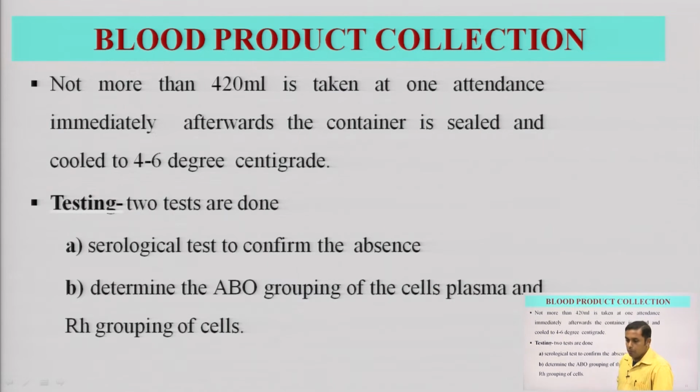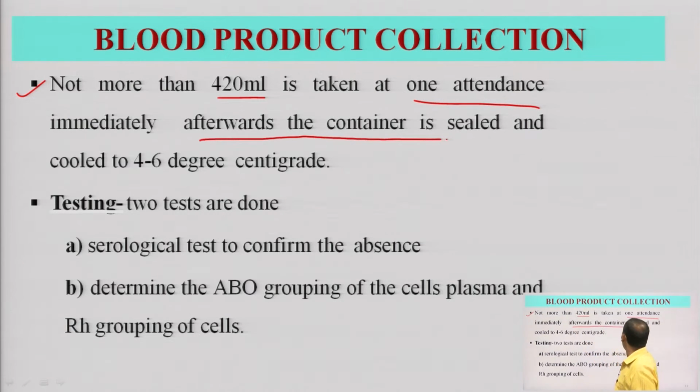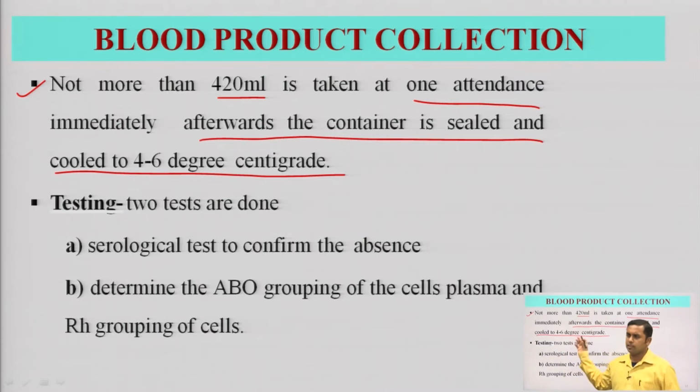Now, how much blood may you collect? Not more than 420 milliliters taken at once, in one attendance. Afterward, the container is sealed and cooled at 4 to 6 degrees centigrade. Okay, because this is the optimum temperature. At that temperature, it is not easy for the blood to degrade.